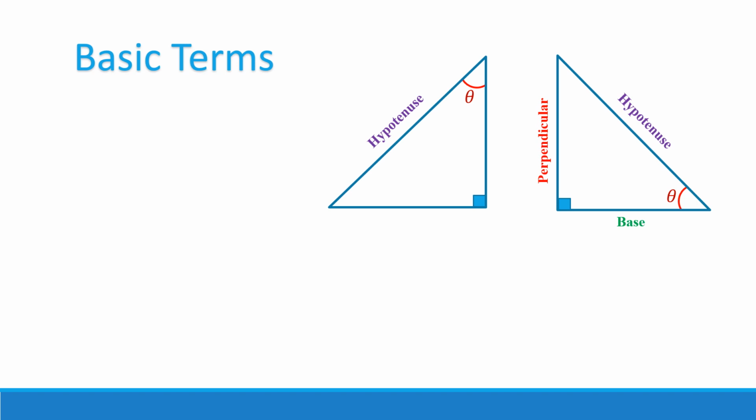So this side, which is just opposite to that particular angle, will be considered as perpendicular, and the third one will be considered as the base. So this is how you can fix which side to be called as base, which side to be called as perpendicular, which side to be called as hypotenuse.